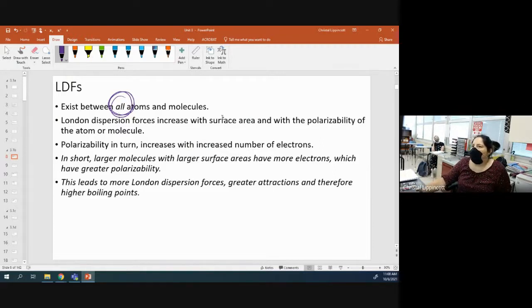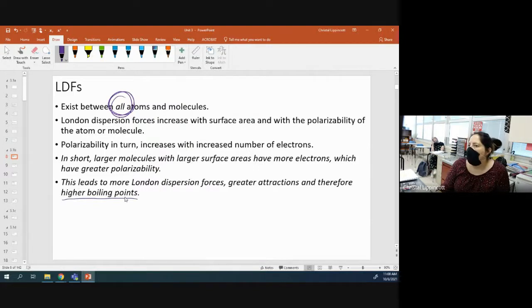Again, they're going to increase with surface area. It's going to make it more polarizable. Polarizability, in turn, increases with number of electrons, and we talked about that. That gives it more, essentially, water to slosh back and forth. It gives you more electrons to make it more polarizable. In short, larger molecules with larger surface areas have more electrons, so they're more polarizable. This leads to more London dispersion forces and greater attractions, and that is manifested in higher boiling points.